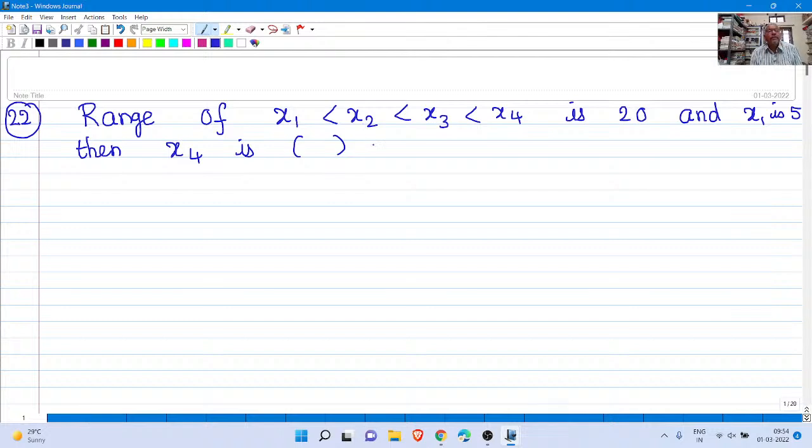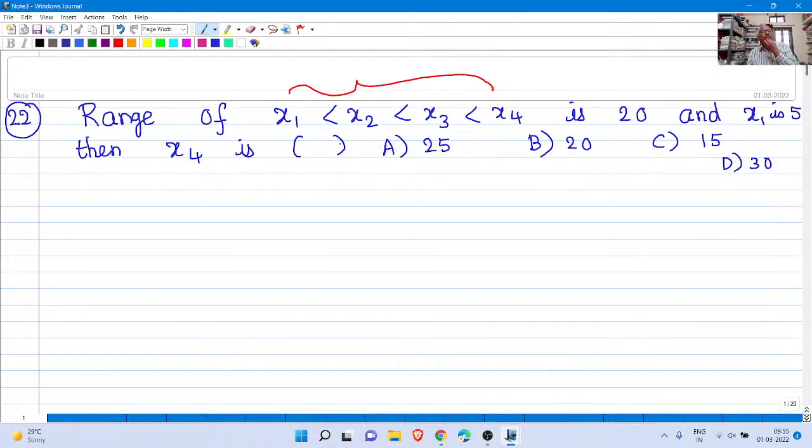A is 25, B is 20, option B. Option C is 15. Option D is 30. So the x1, x2, x3, x4 are arranged in ascending order. That means obviously x1 will be the least value, x4 will be the maximum. X1 is minimum, x4 will be the maximum.